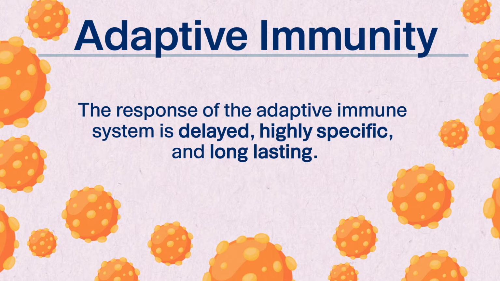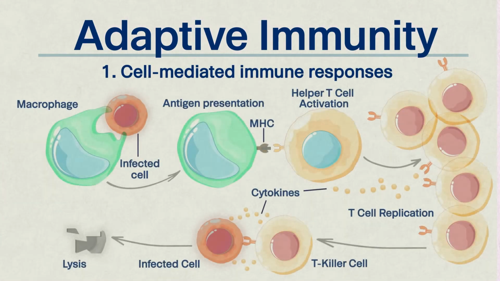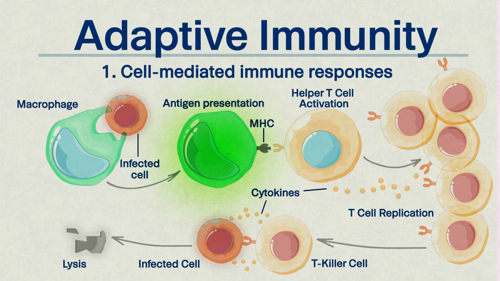Adaptive immunity can be further divided into two types. In the first type, cell-mediated immune responses are dependent on the T lymphocytes. This occurs inside infected cells. The pathogen's antigens are expressed on the cell surface or on an antigen-presenting cell.